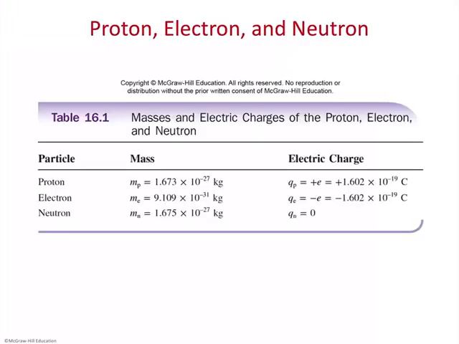Alright, there is some information that you guys will need for homework purposes and quizzes and tests and stuff. Just the masses of protons, electrons, neutrons. I do want to point out that these two right here are close to the same amount of mass. And you can see that the charge for both protons and electrons is 1.6 times 10 to the negative 19th. Just one is positive, one's negative.